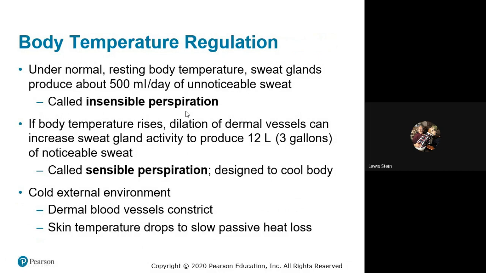Perspiration, we lose about half a liter normally. When we feel it, when we're actually perspiring, it's called sensible perspiration.